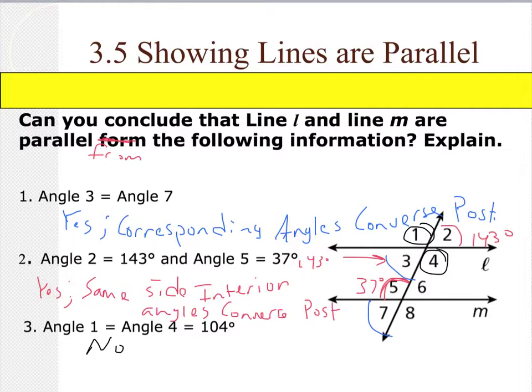We do know and we do understand that 1 and 4 are vertical angles. However, if we know the if-then statement on the vertical angles is going to be if 1 is equal to angle 4, then 1 and 4 are vertical angles. On the converse of the vertical angles, if 1 and 4 are vertical angles, then we know angle 1 and angle 4 are congruent. So be careful on that.